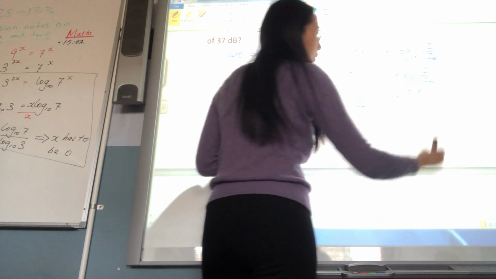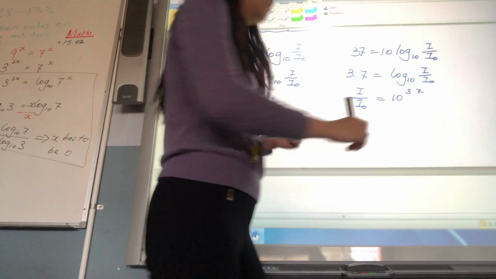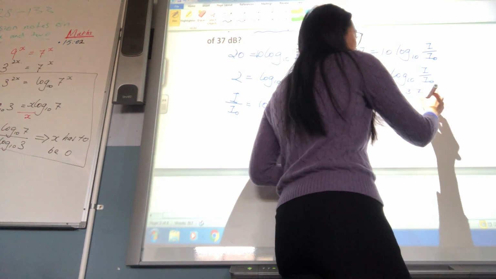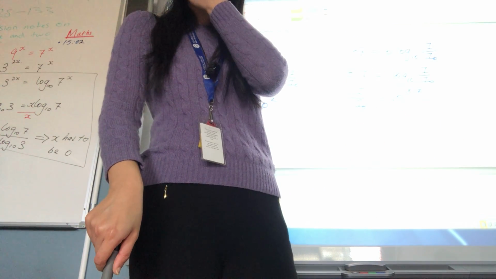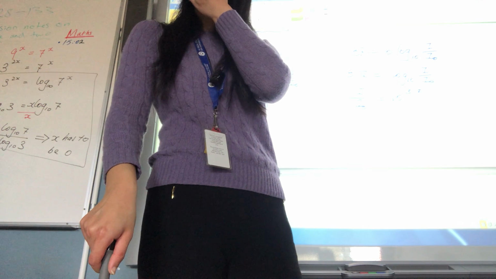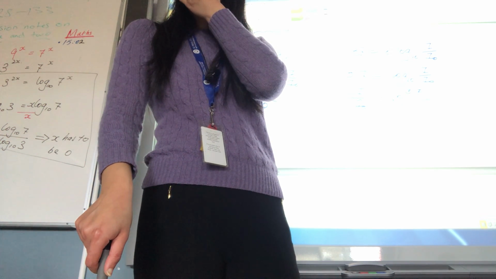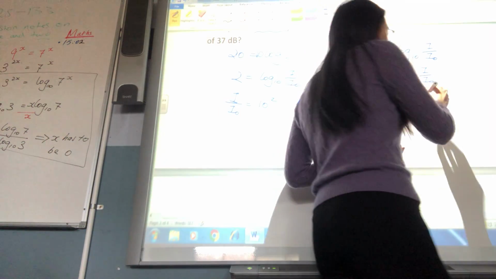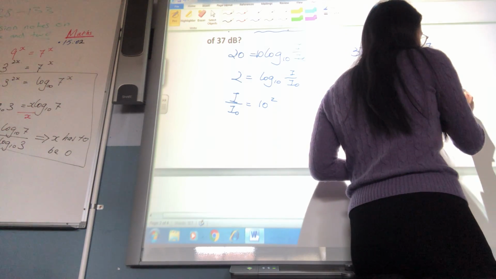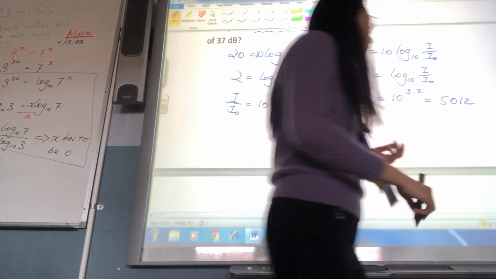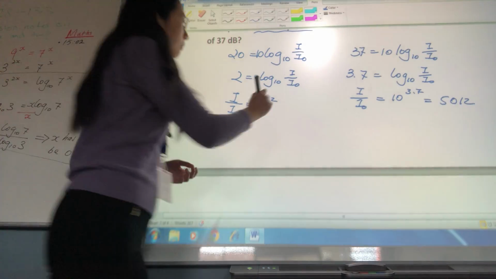Decimals? What do you mean? Should we round up to the first decimal? You can just keep a whole number. Can you tell me how much it is? Oh, this one is 5,012. And then do you divide them by each other, miss?